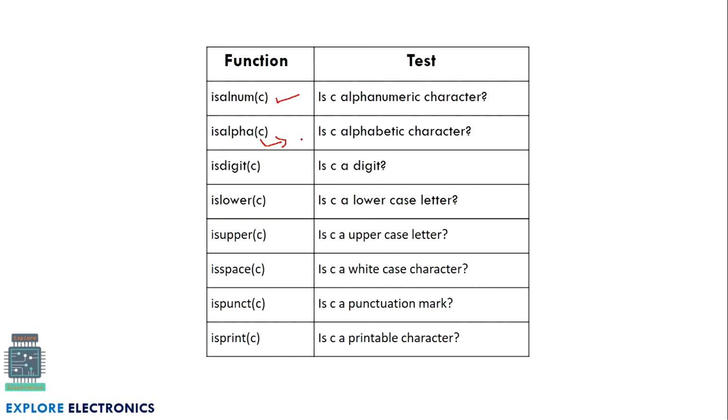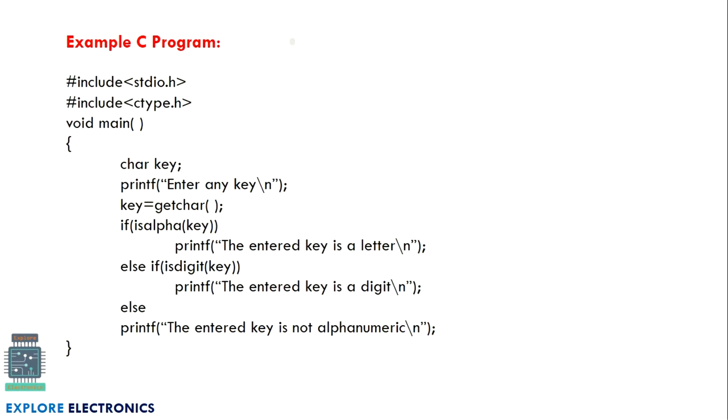C is a variable in which the data is stored, and we are checking if it is an alphabetic character. Similarly, we can check if it is a digit, if it is lowercase, if it is uppercase, if it is a space, a punctuation mark, or a printable character. So in order to check if the character is of these different formats, we can use these functions.